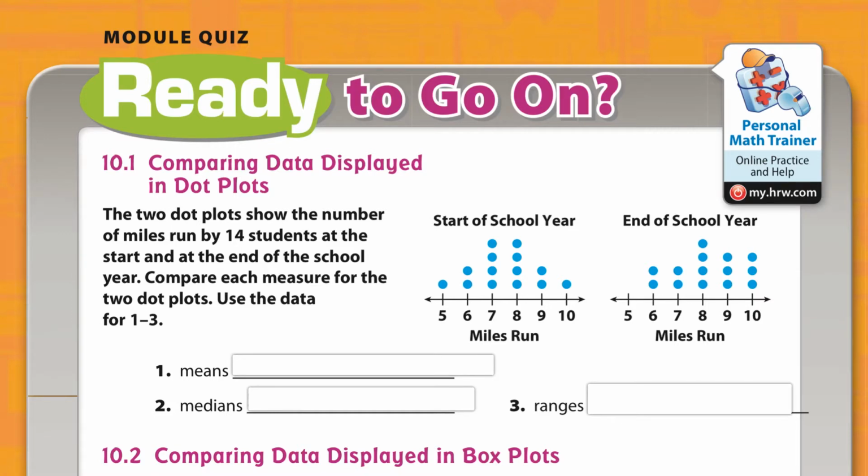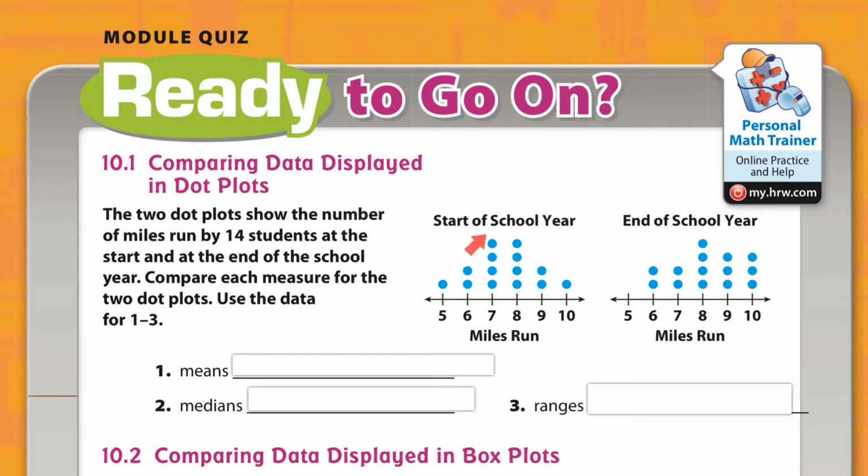So let's get started. Number one, the two dot plots shown, they show the number of miles run by 14 students at the start and end of the school year. Compare each measure for the two dot plots and use the data for numbers 1, 2, and 3.